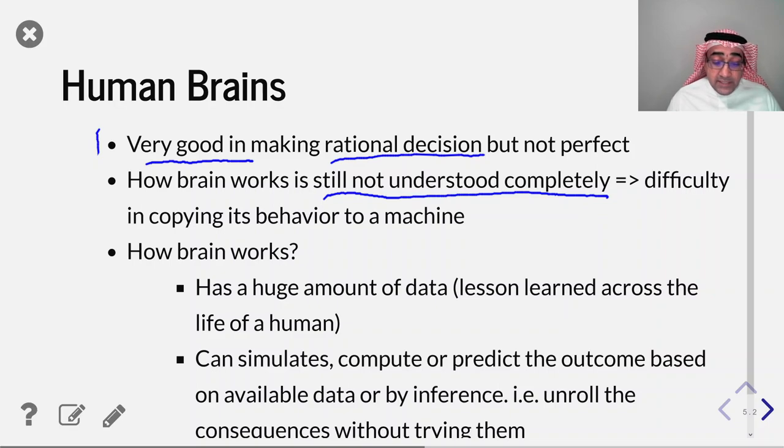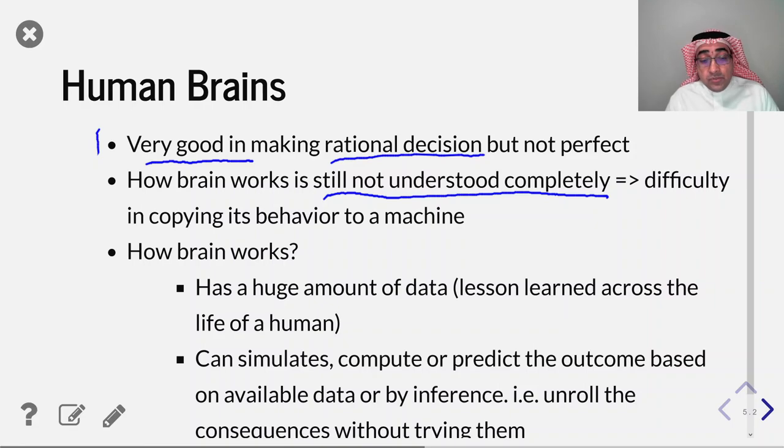So the difficulty is over here: how can we take our behavior and program a computer to copy our behavior when we don't understand how we do things? For example, if I tell you 3 multiplied by 4, you will immediately say 12. There is something that happened in our brain. We don't know how it happened. When I give you a different situation and ask what is the most rational decision I can take, you will think about it for a minute and then you will give me a rational decision.